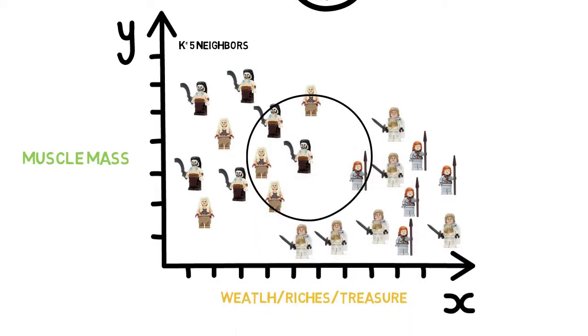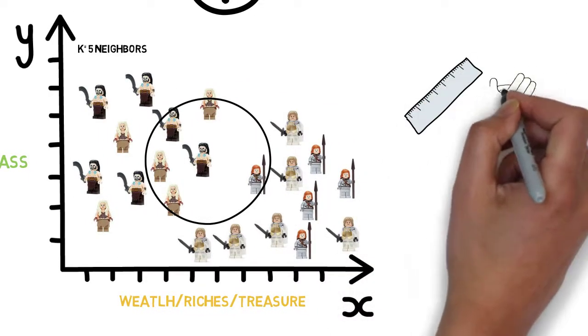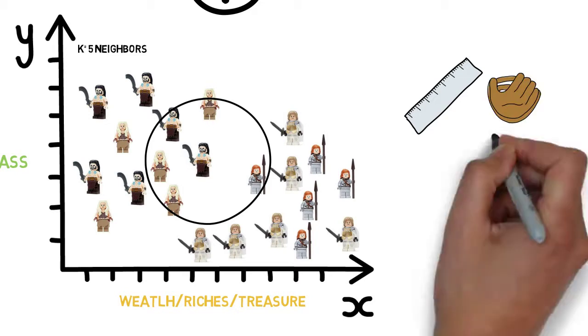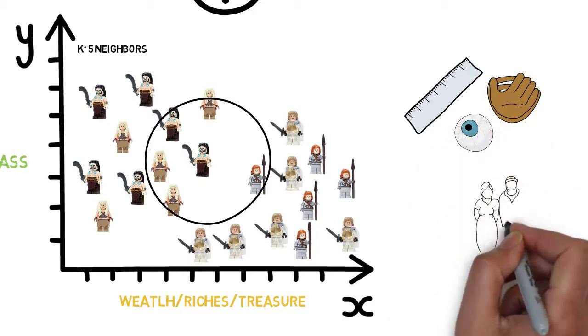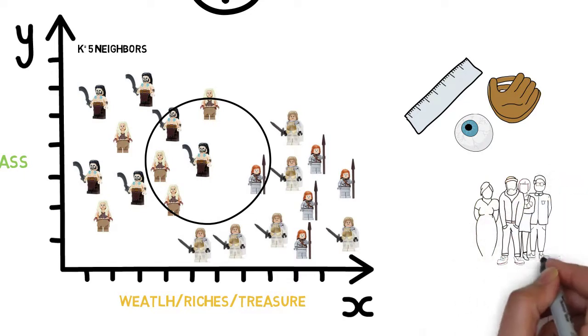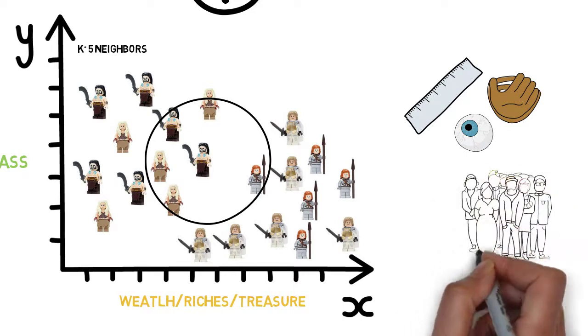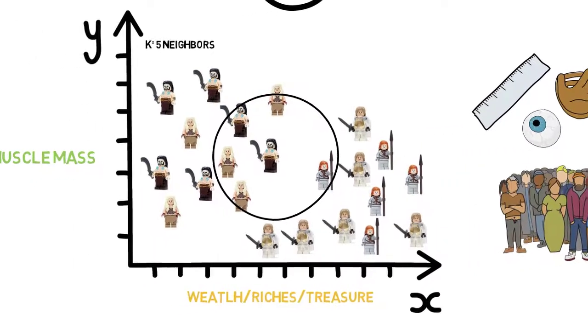Now we don't need to use muscle mass or wealth. We can use other features such as height, waist, skin and hair pigmentation, eye color, amongst others. So the crux of the algorithm is to ask, who are my neighbors and what class do they belong to, and how many of those neighbors of a particular class are closest to me, and I will be the same class as the majority in my proximity.